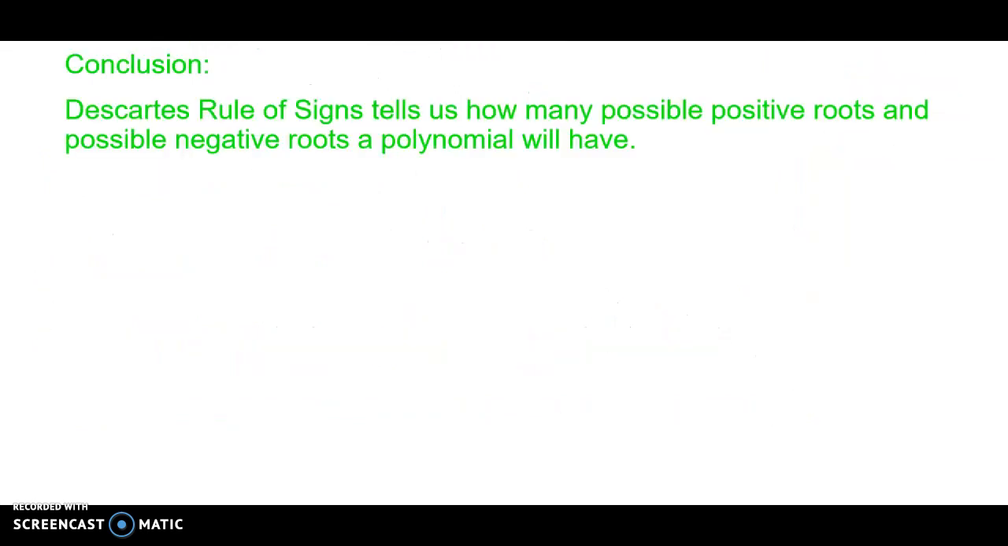All right, so just a quick conclusion here. Descartes' rule of signs tells us how many possible positive roots and possible negative roots a polynomial will have.